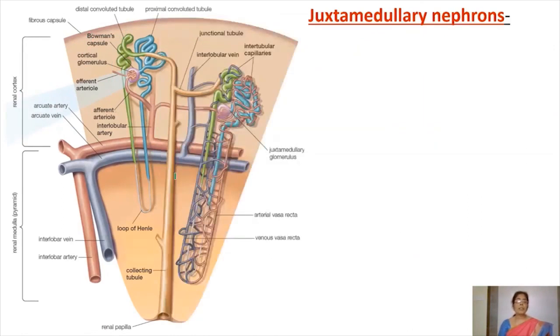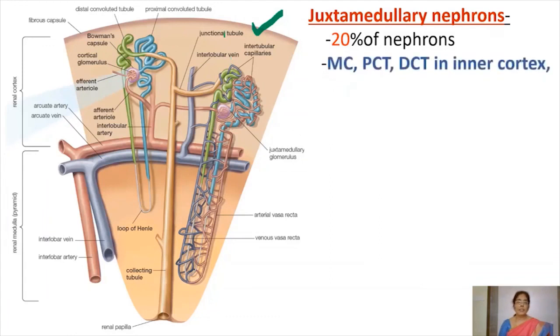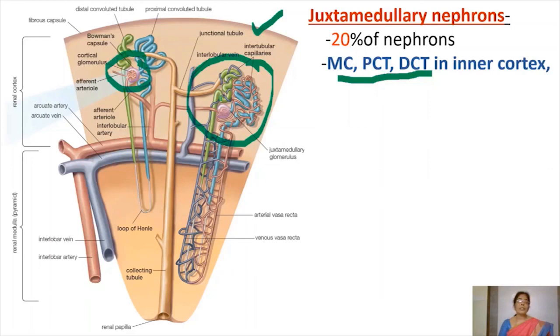Next, the second type of nephrons are juxtamedullary nephrons. On the right side we see juxtamedullary nephrons. In our kidney, 20% of nephrons are juxtamedullary nephrons. If you observe the structure, the main parts, the Malpighian corpuscle, proximal convoluted tubule, and distal convoluted tubule, are present in the inner cortex. Here, look, this is a bit more outer. In juxtamedullary nephrons, these structures are present in the inner cortical region, nearer to the medulla. We can say at the junction of cortex and medulla. These three structures are present there.